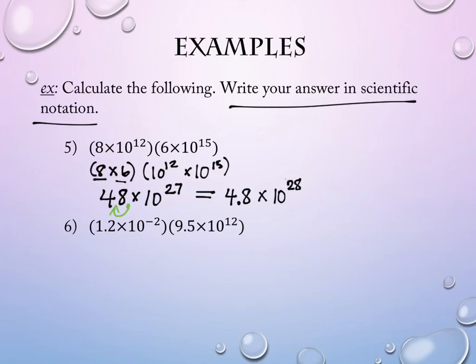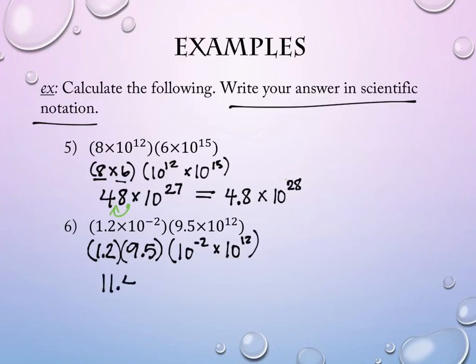Okay, we can do the same thing on number 6. You can grab a calculator if you'd like. I have the 1.2, and I'm going to put parentheses because there's a lot of dots and things going on. A 9.5. And then I have 10 to the negative 2 and 10 to the 12th. So what is 1.2 times 9.5? 11.4. Thank you. 11.4.